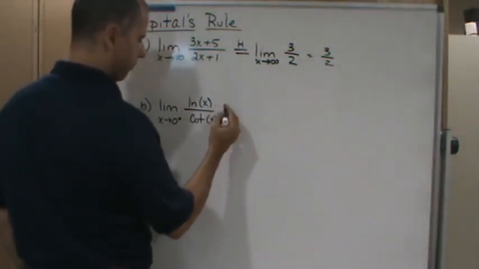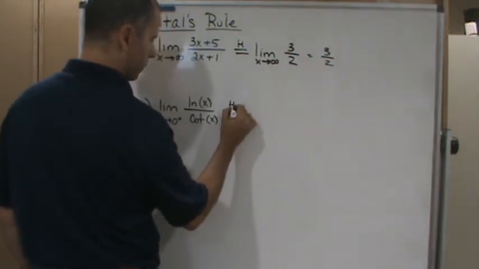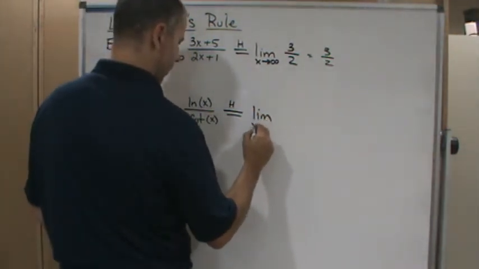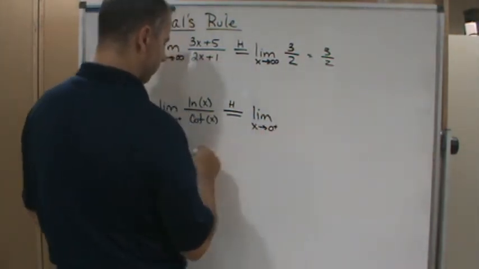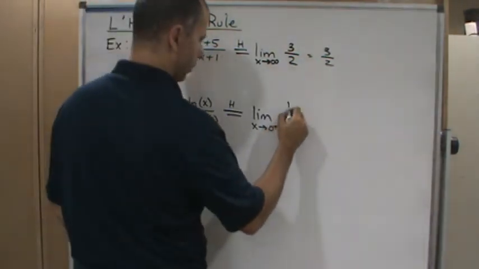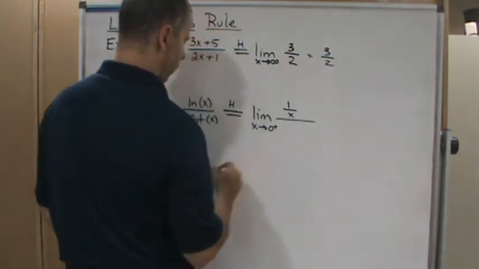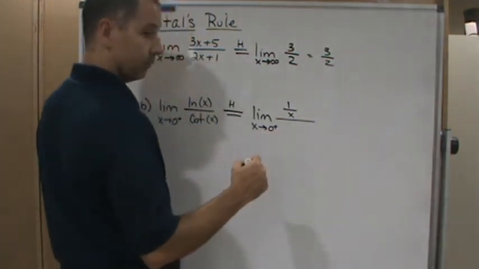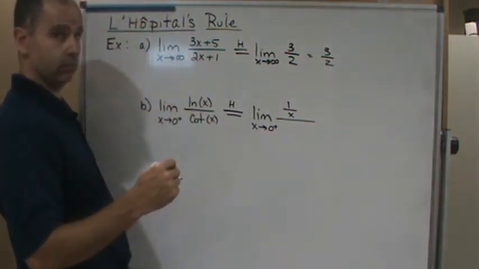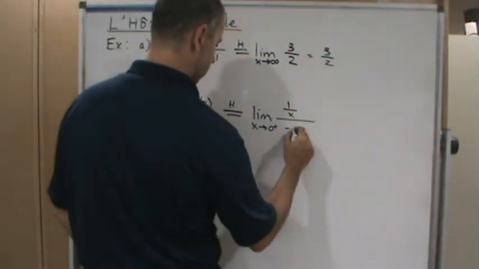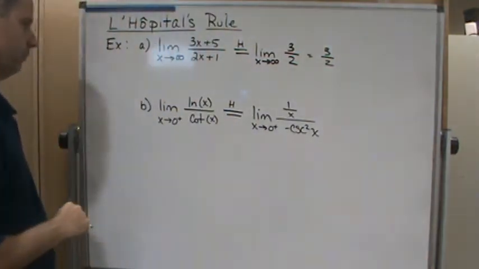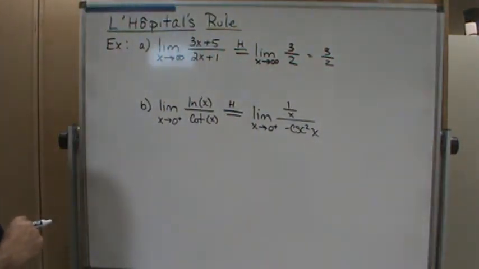So let's take L'Hopital's rule and write this as the limit as x approaches 0 from the right. What's the derivative of natural log of x? 1 over x. Over, what's the derivative of cotangent? Well, that's going to be what? Okay, it's negative cosecant squared.